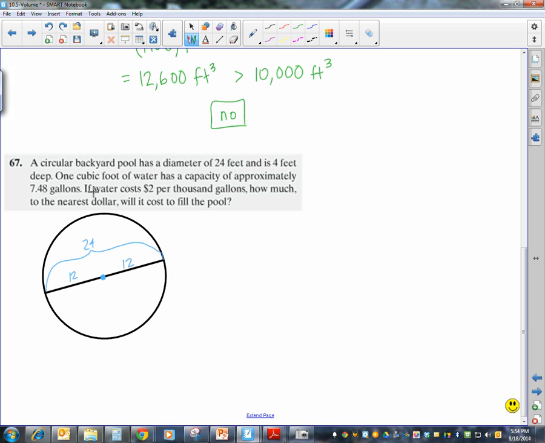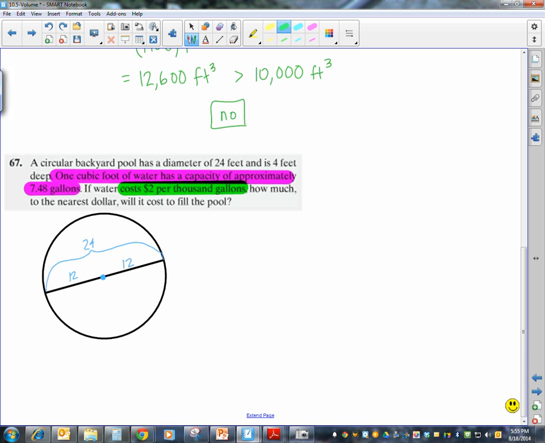Okay, it's 4 feet deep. 1 cubic foot of water, we're going to be using this later on, we're just going to highlight it right now, has a capacity of approximately 7.48 gallons. And then we have to know that it costs $2 per 1,000 gallons. So we've got to figure out the volume of the pool before we figure out how much water goes into the pool, before we figure out how much it costs to put the water in the pool.